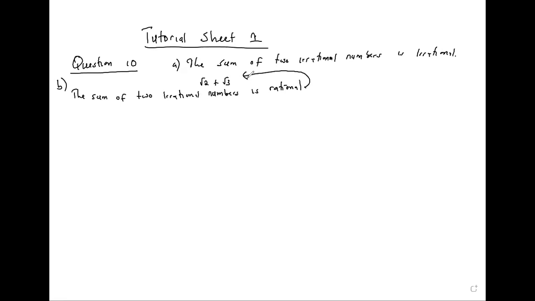Then we go to C. The product of two irrational numbers is irrational. The product of two irrational numbers is irrational. So what do we do?